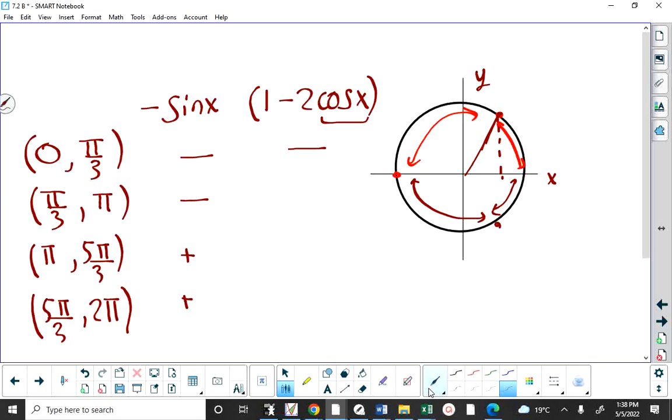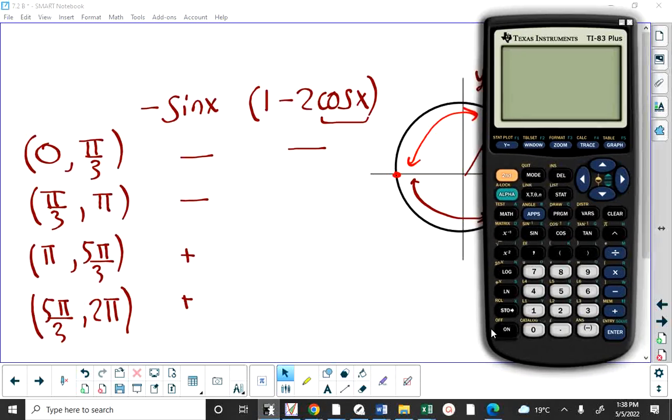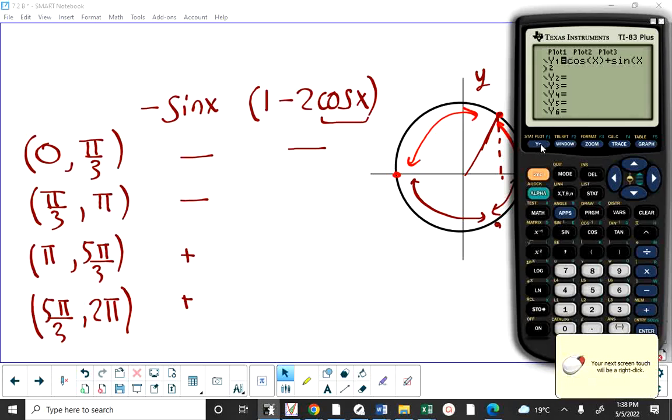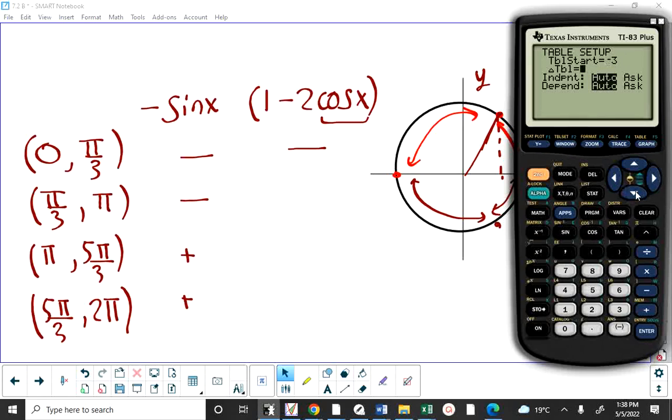But ultimately, here's what you can do. Put in for y 1 minus 2 cos x. Set up your table so that you can enter values of x, so you change independent to ask. Go to your table.